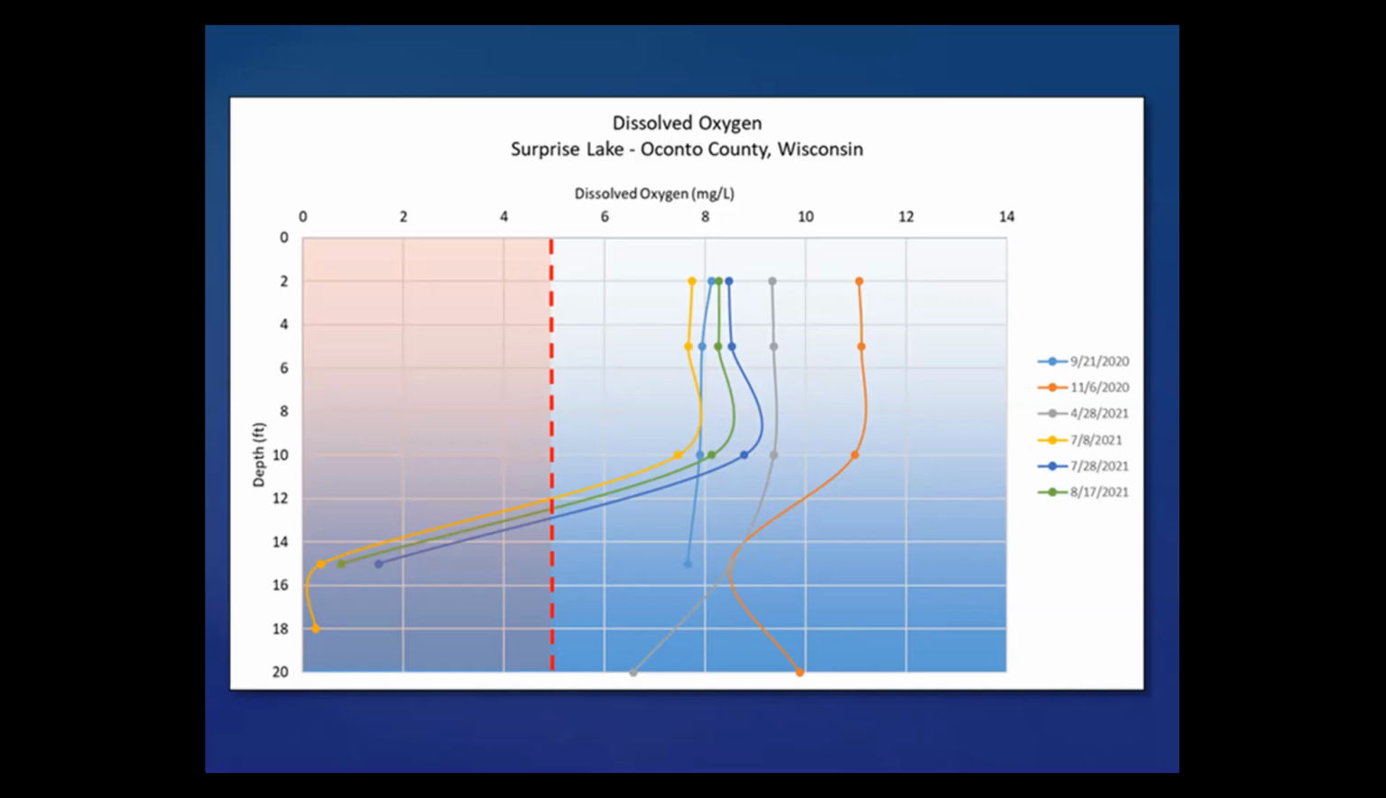That red dashed line there is 5 milligrams per liter of dissolved oxygen. That's a general threshold where various fish species start to become stressed from lack of oxygen. So when you look at this graph, it suggests that below about 12 to 14 feet, oxygen becomes deficient in the summertime, to where you're probably not going to see a whole lot of fish activity down there.